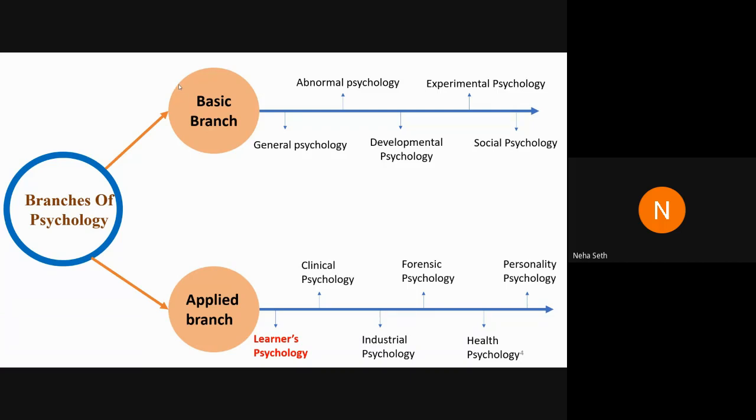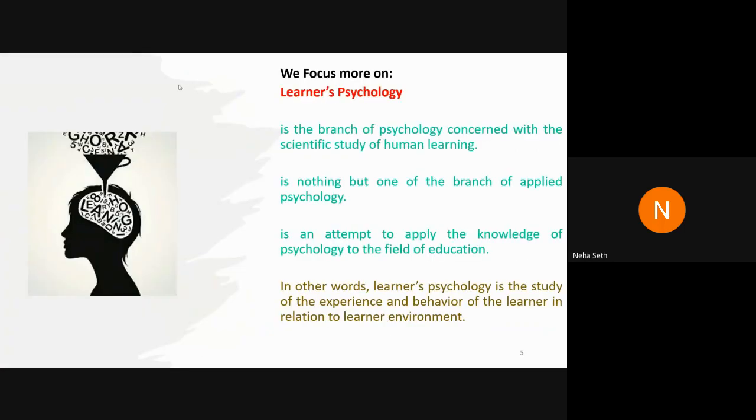Our focus will be on learner psychology, or classroom psychology, which we can also call educational psychology. Learner psychology is known as a branch of psychology concerned with the scientific study of human learning. Who is the human for us? For us, human learning is about our students who are there to learn in our class. How are they learning? Are they slow, or are they adapting to things very quickly? And if they are slow, then what can we do?